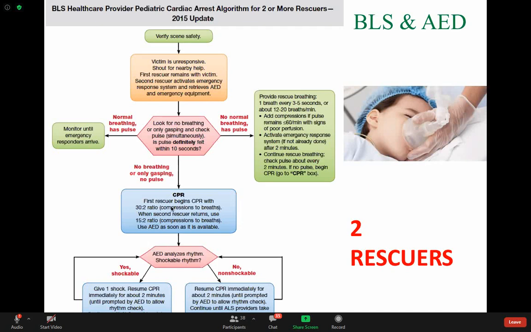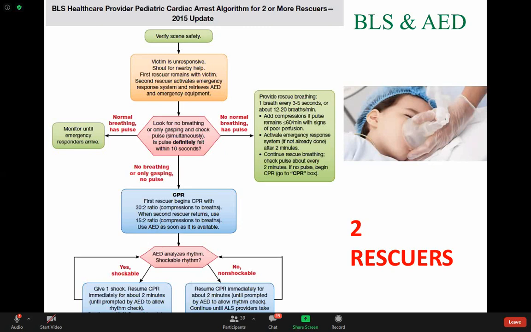If they don't have a pulse, then you're going to use 30-to-2 ratios. And when the second rescuer returns, then you're going to switch to 15-to-2 ratio compressions. So in pediatrics, you're going to use either the 30-to-2 ratio, the same as adults, or the 15-to-2 ratio of compressions to breaths. And when would you use 30-to-2 or 15? The difference is basically whether you have 1 rescuer or 2 rescuers. If the second rescuer is available, then you're going to go with 15. So here we're talking about 2 rescuers. You're going to use the 15-to-2 ratio of compressions to breaths.